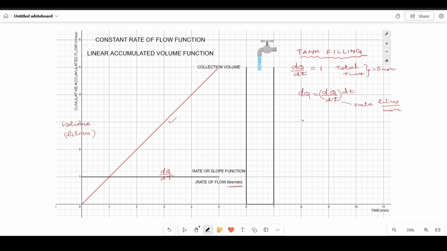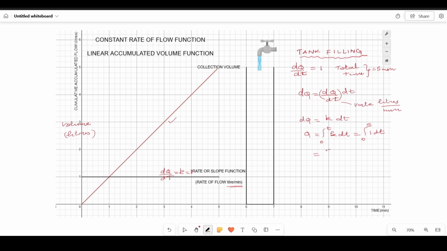I can write dq is equal to k dt, because for our case the rate is constant, and k is equal to 1. So q is given by the integral from 0 to 5 minutes of k dt, and k is 1. We have just seen the rate of accumulation is 1. Now I can do this integration.